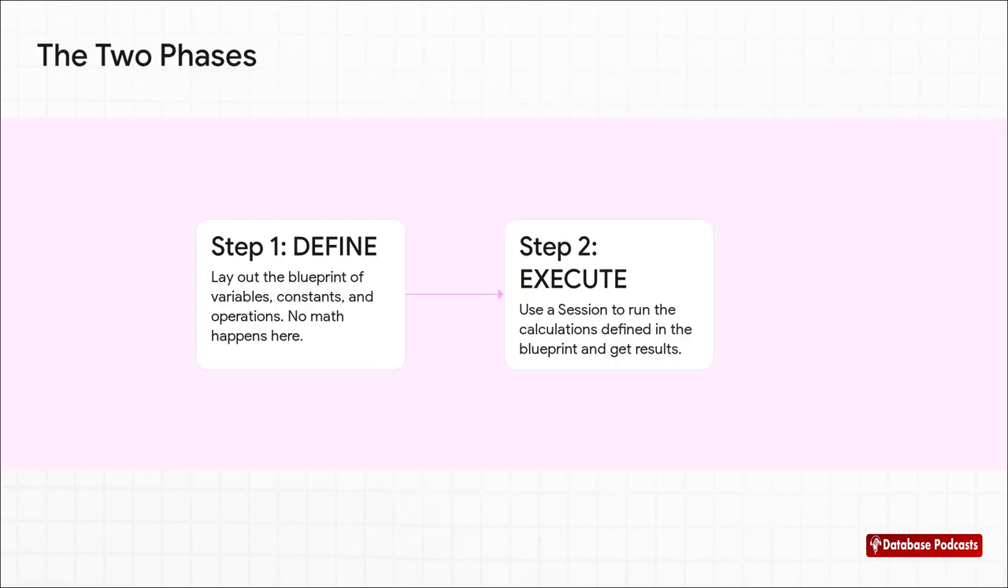So step one is all about defining that blueprint. You're laying out all your variables, your operations, how everything connects. But, and this is the key, nothing is being calculated yet. Zero. You're just drawing the map. It's not until step two, the execution phase, that any actual math happens.